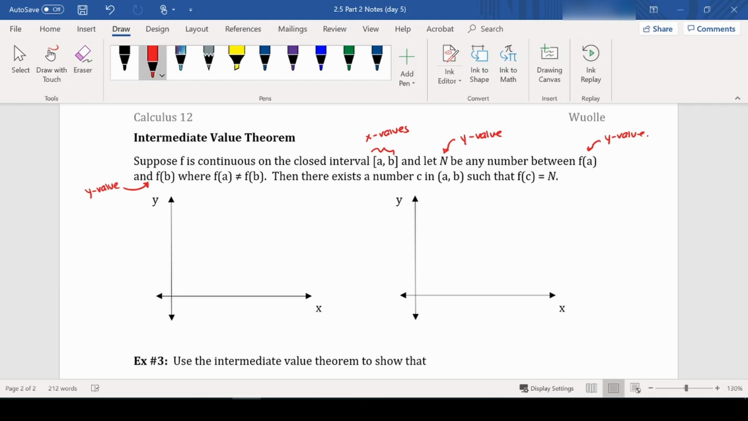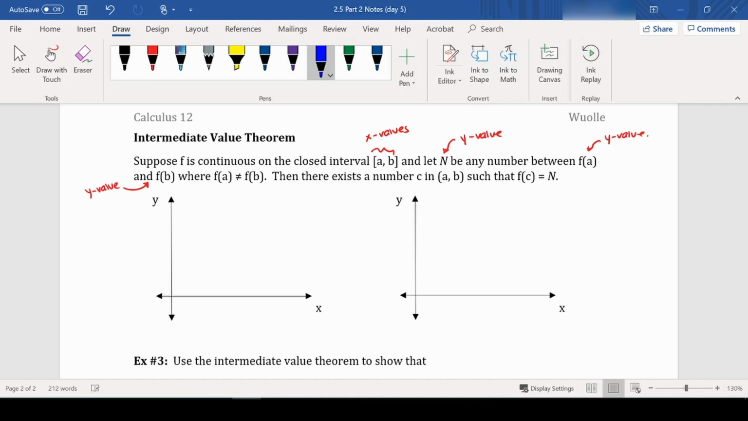So now we're saying that f of a and f of b are not equal. What we're saying is if this thing is continuous, there has to be some x value c in our interval such that f of c is equal to this y value. Okay. So again, reading it, it sounds like what? I don't even know what that's saying. But if I think about this logically, this makes sense.